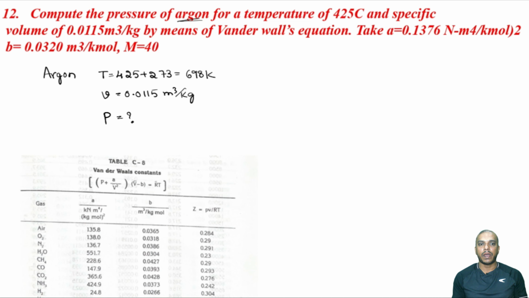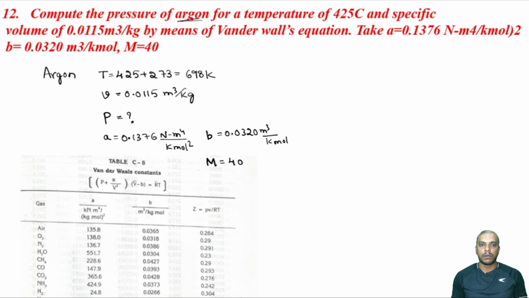The values of A and B are given, as our data handbook does not list argon gas here. The A value is 0.1376 Newton meter power 4 by kg mole square or kilomole square. The value of B is 0.0320 meter cube per kg mole or kilomole. And the molecular weight of this gas is also given as 40.